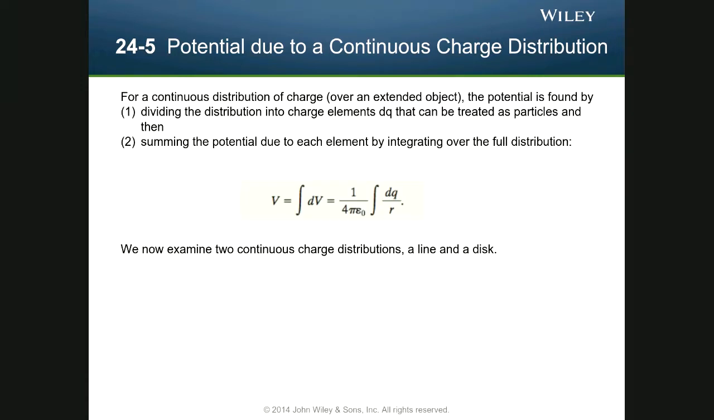You're going to notice that much like we did for electric fields, we're going to now move to charge distributions. So I want to spend a little bit of time talking about this, because this can get rather obnoxious very quickly. For a continuous charge distribution, the potential is found by dividing the distribution into little elements dq that can be treated as particles, and then summing up the potential due to each one by integrating over the full distribution. So let's take a little look at that.